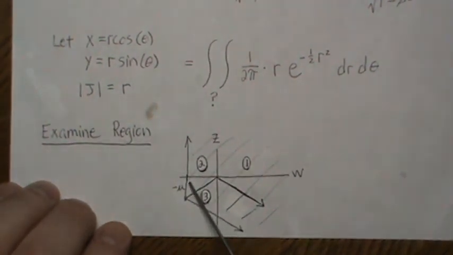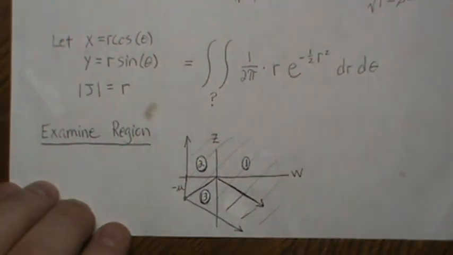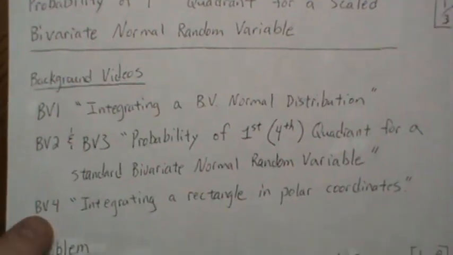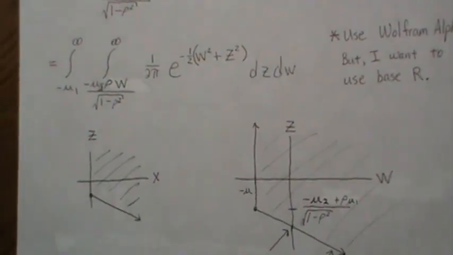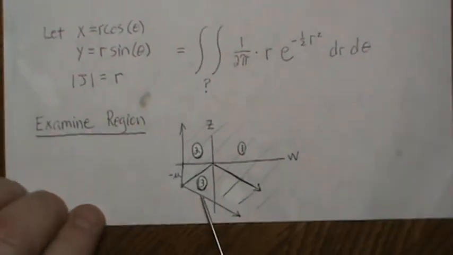But then the r, the radius, is kind of stuck on that line there. And this is where BV4 comes into play, integrating a rectangle in polar coordinates. We show how to do that, to integrate over basically a line. And then the same way here.